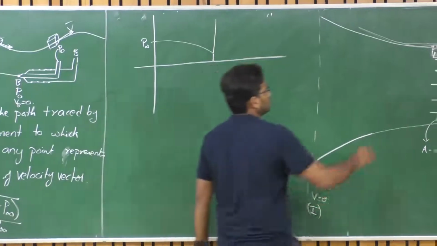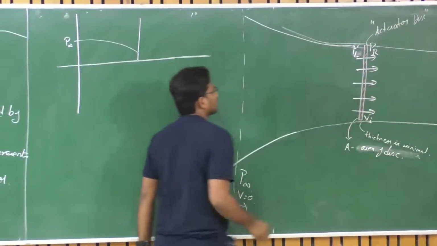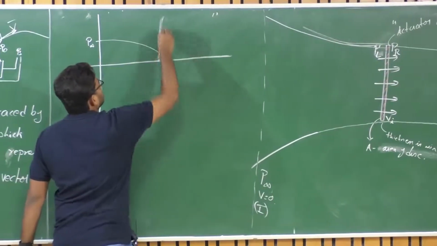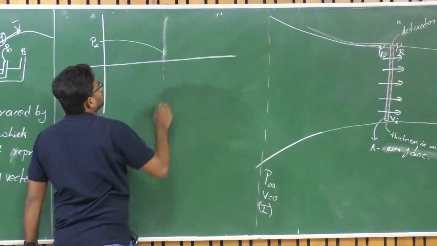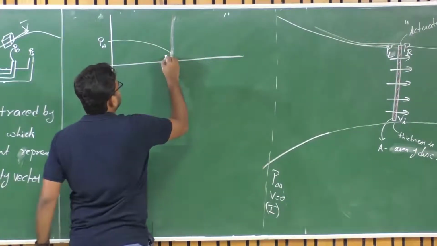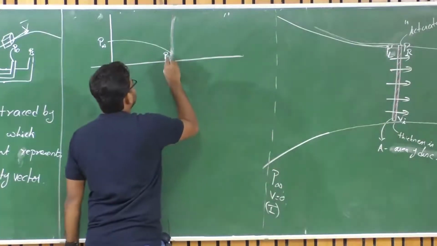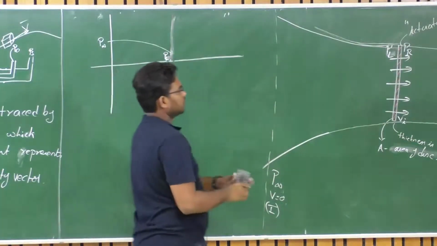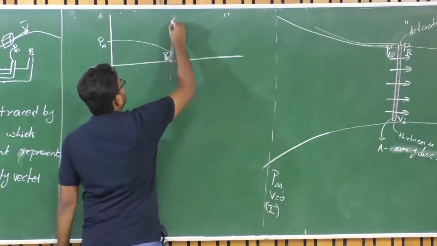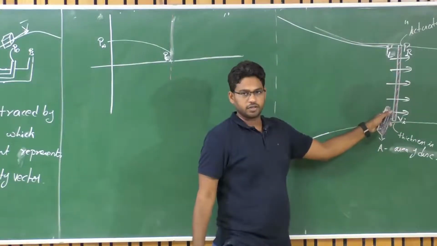Let us say this is the location of this disk. At this particular location the pressure drops, the pressure to the left of this disk has dropped, right? And then there is a sudden increase. Why? Because here there is an induced velocity, isn't it?